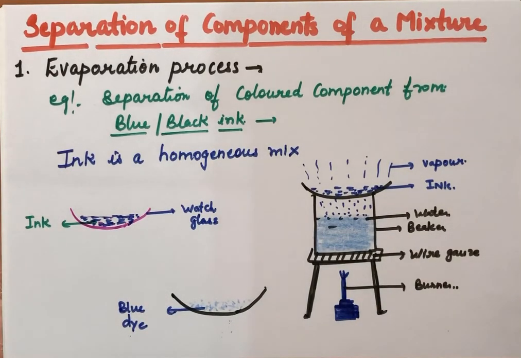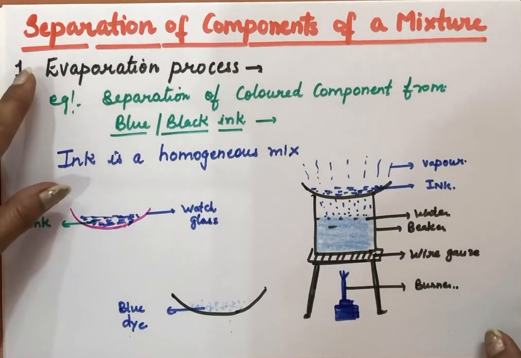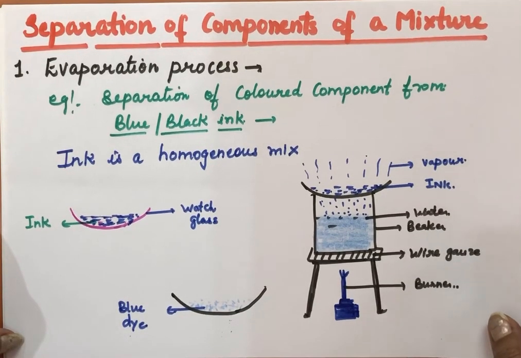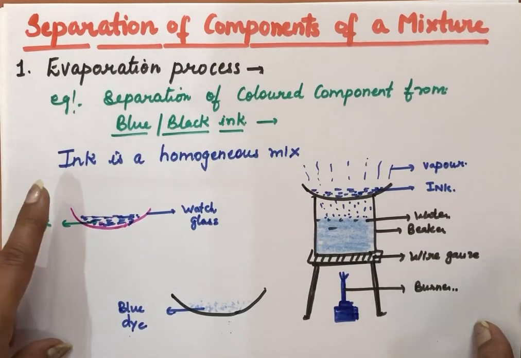So this is how we can separate the colored component from blue or black ink by using which method? Evaporation. Similarly, from the seawater, by evaporating the water, what will be left behind? Only the salts will be left behind. So the salts we can separate from the seawater by the same technique, that is evaporation. This is the first method.